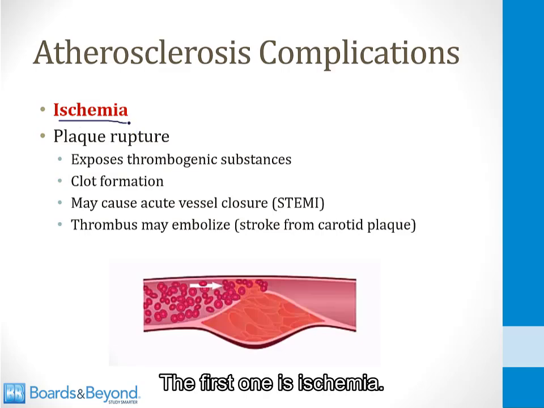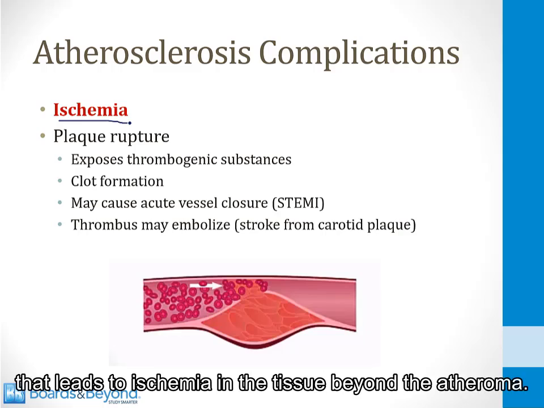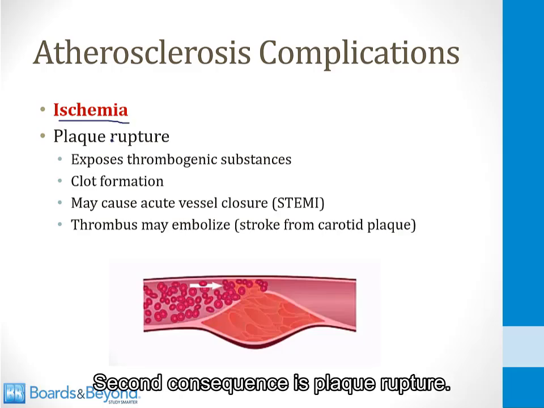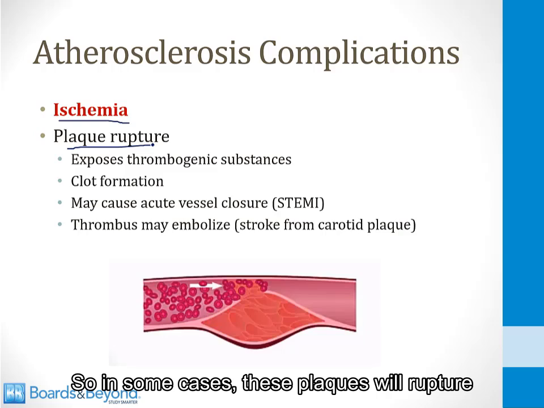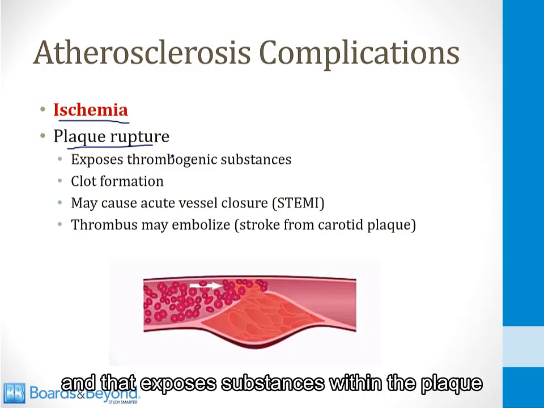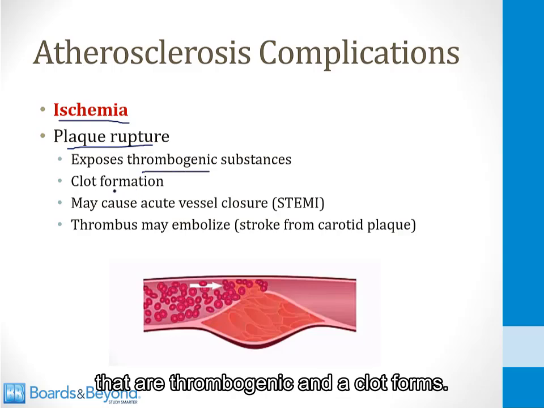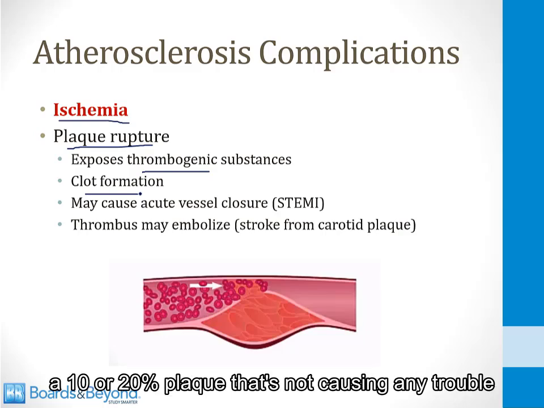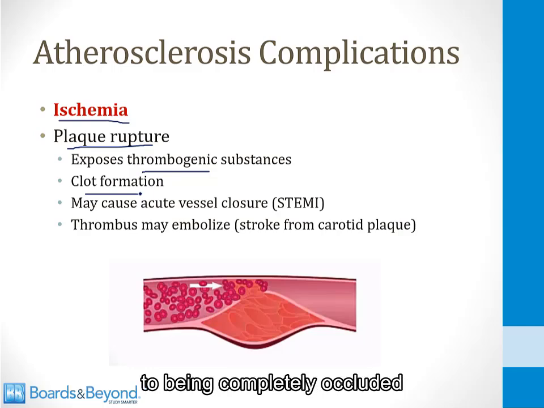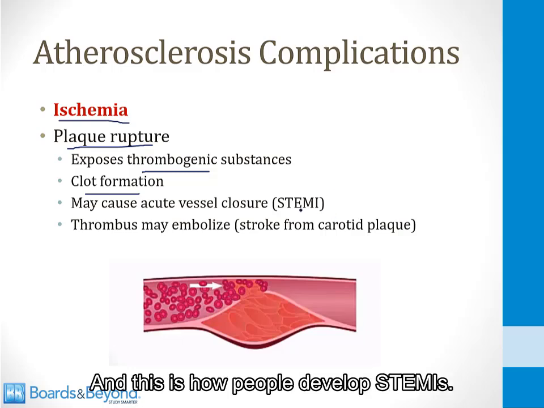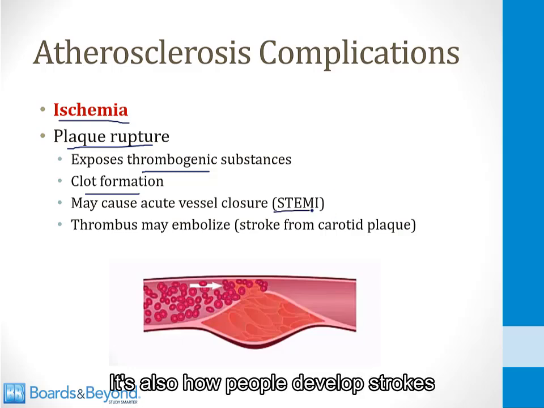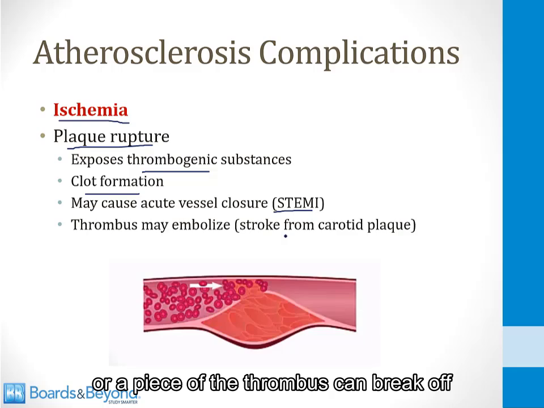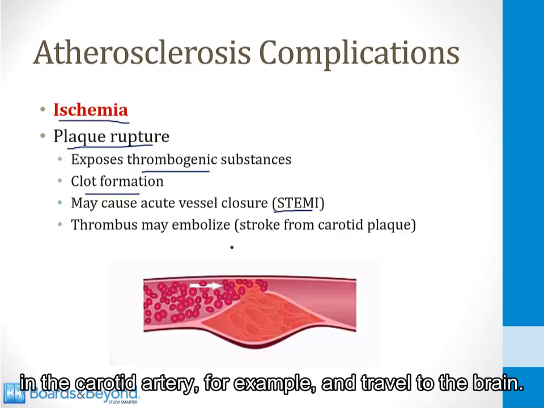Now let's talk about some of the consequences of atherosclerotic plaque. The first one is ischemia. If the plaque narrows the vessel lumen so that blood flow is poor, that leads to ischemia in the tissue beyond the atheroma. Second consequence is plaque rupture. So in some cases, these plaques will rupture, and that exposes substances within the plaque that are thrombogenic, and a clot forms, and this can acutely close down a vessel. In other words, a vessel can go from having a 10 or 20% plaque that's not causing any trouble to being completely occluded within a matter of a few seconds. And this is how people develop STEMIs. It's also how people develop strokes, because the artery can shut down, or a piece of the thrombus can break off in the carotid artery, for example, and travel to the brain.